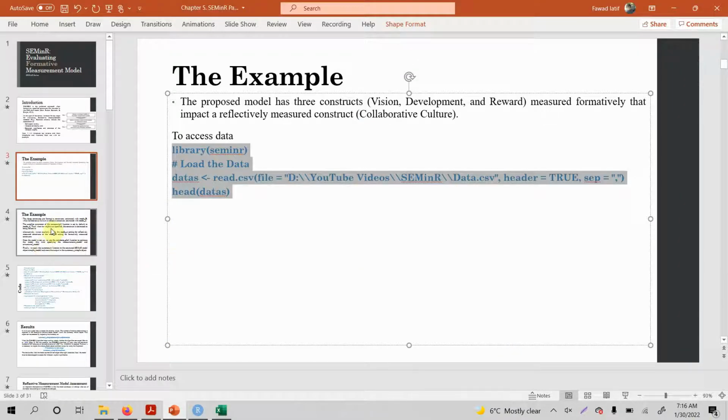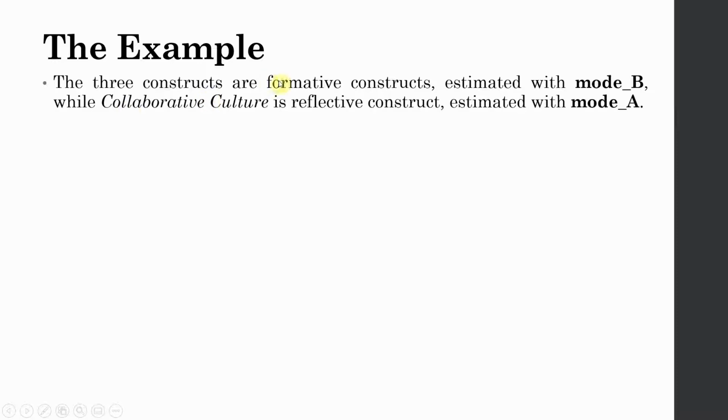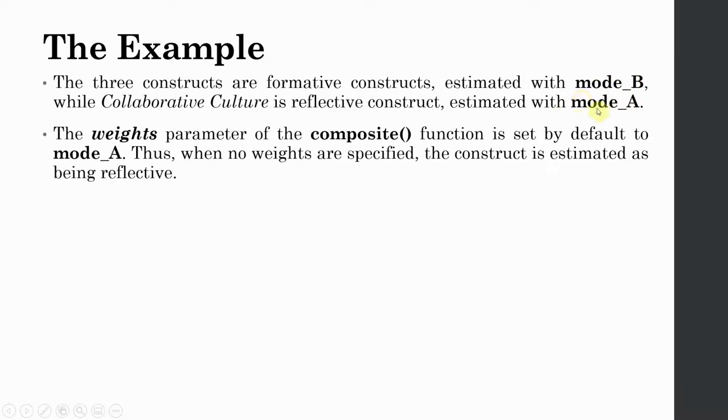Moving on, let's look at this here. The three constructs are formative constructs estimated with mode B, while collaborative culture is a reflective construct estimated with mode A. Now, model estimation, as we did earlier, when they are reflective, it is done with mode A. We do not need to write mode A when it is a reflective measurement model. However, if your construct is formative, you need to put mode B and tell R this is a formative construct. We are going to look into how it is done in R.